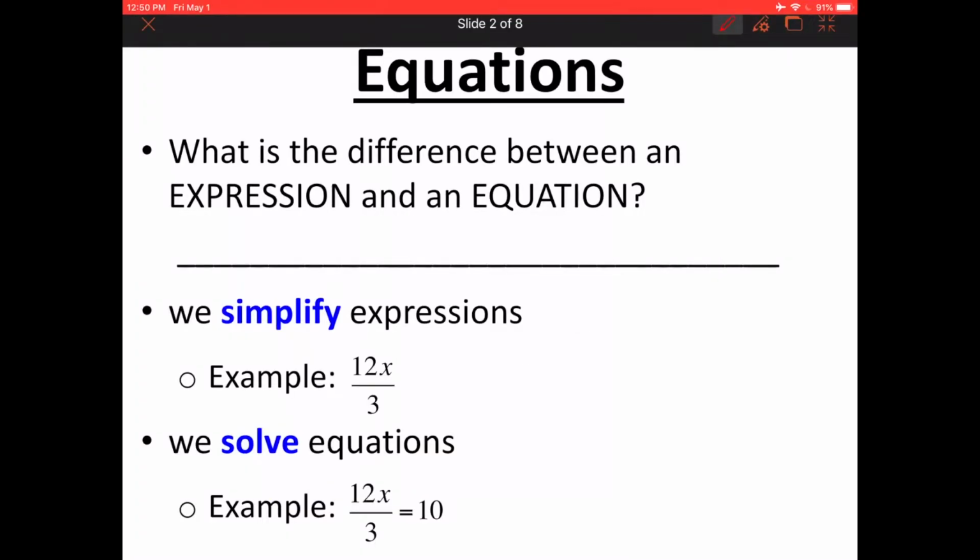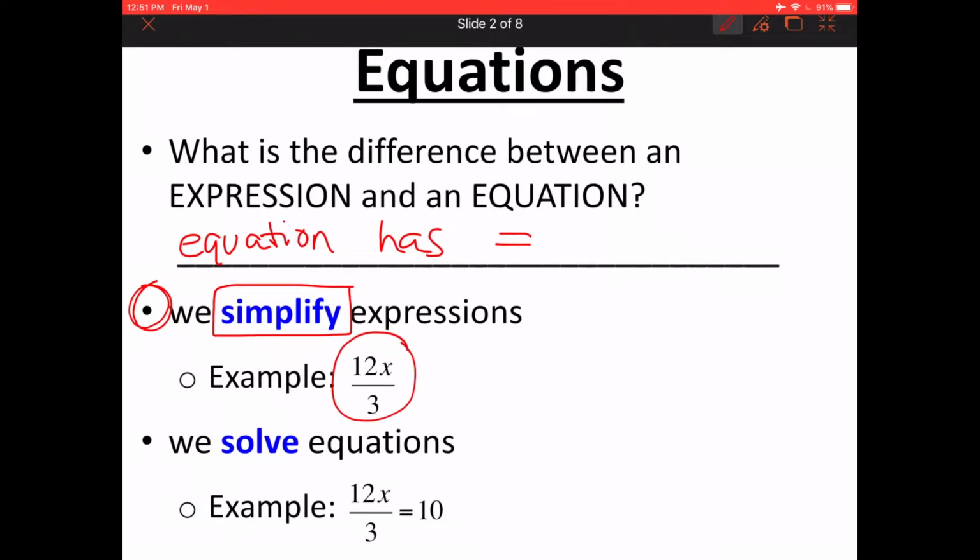Now, we want to identify what exactly is an equation. So, the difference between an expression and an equation is that an equation has an equal sign. Okay? Equation has an equal sign. Very, very important. So here in our second bullet point, we see that we simplify expressions. So when the directions say to simplify, like for this example, we would just divide the numerator and the denominator by 3, and we would end up with 4x over 1. So this is an example of an expression being simplified.